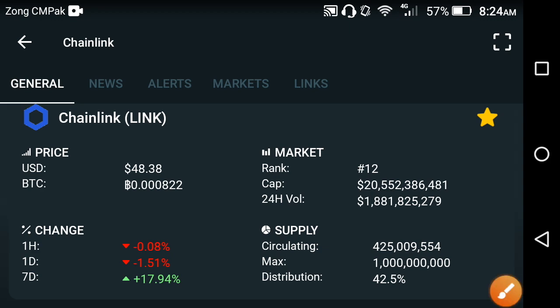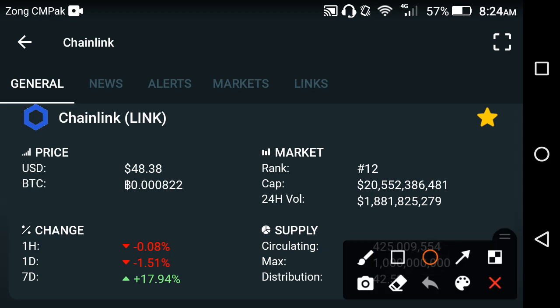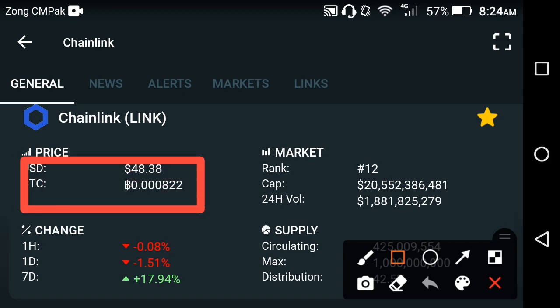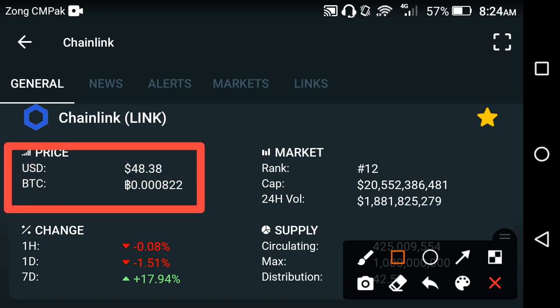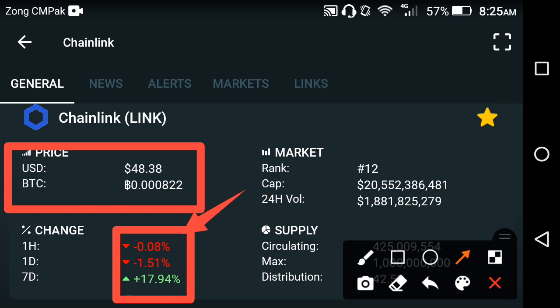Now if we talk about the current price of the Chainlink, it is approximately 48.38 USD at this time. And on the other hand, if we talk about the price changes in the Chainlink over the last 1 hour, the last 1 day, and the last 1 week, the changes are going wrong at this time, friends. As you can see here, the last 1 hour and the last 1 day price changes are negative, except for these, only the last 1 week price change is positive.